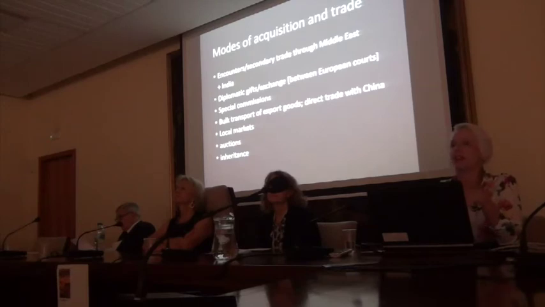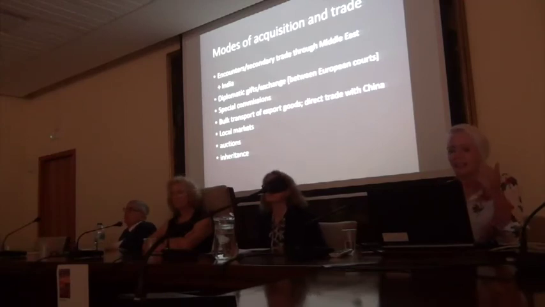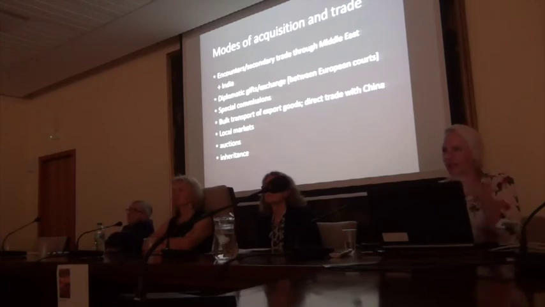So if one's going to summarize the situation in Europe and Britain, there are certain specific modes of acquisition and trade that are characteristic, including encounters, but also secondary trade through the Middle East and India, diplomatic gifts and exchange, often between European courts, special commissions from a certain date, plus bulk transport of export goods once there's direct trade with China. And then you have exchange in local markets, auction, inheritance, etc. So lots of different mechanisms of acquisition and trade.